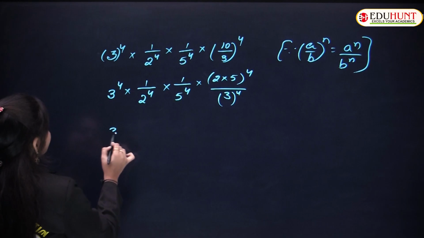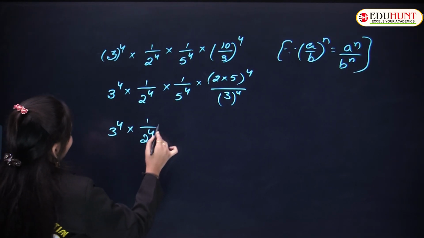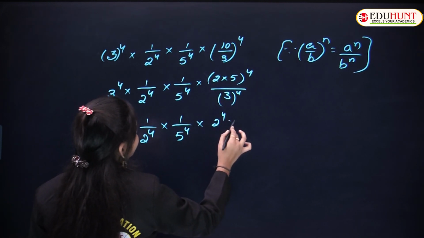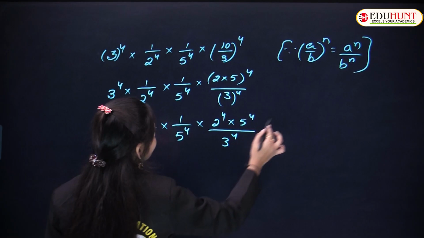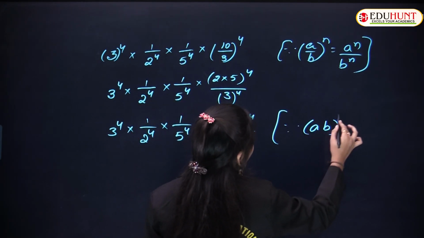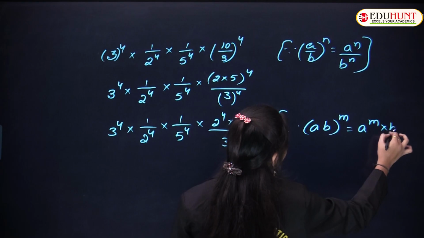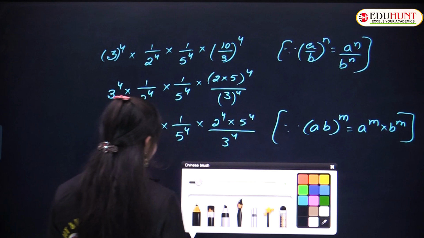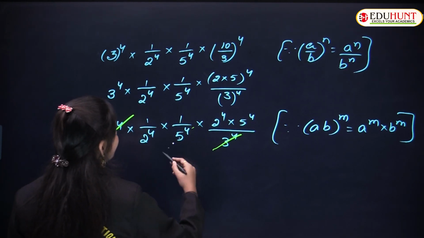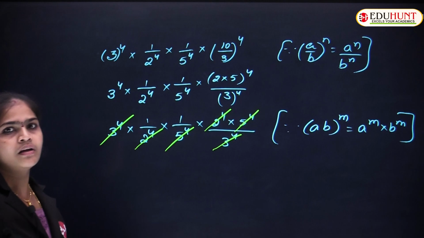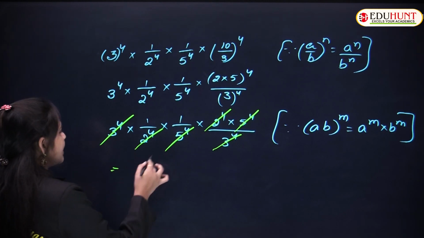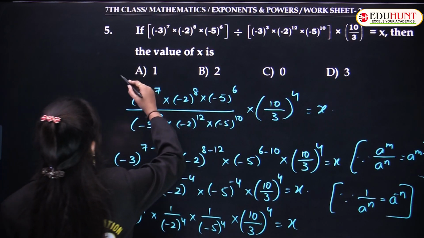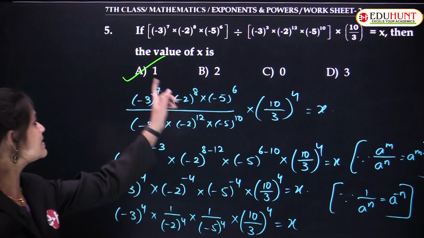Now 3^4 into 1 by 2^4, at a time we will do the cancellation. See here, into 2^4 into 5^4 by 3^4. Here which formula we used? That (ab) whole power m is equal to a power m into b power m formula we applied here. Now cancellation: 3^4, 3^4, 5^4, 5^4, 2^4, 2^4, all cancel now here, and that is in multiplication. So what is the answer? Answer is 1. Which option is satisfying? Option A is satisfying, that is 1.